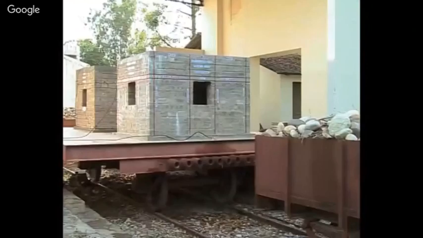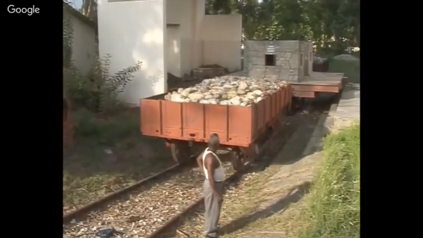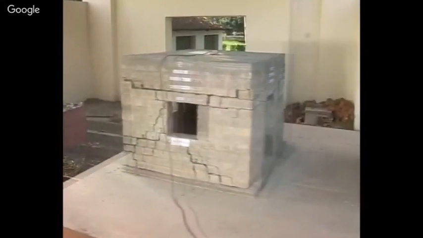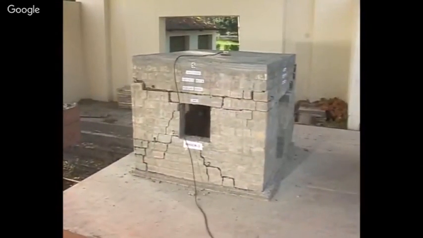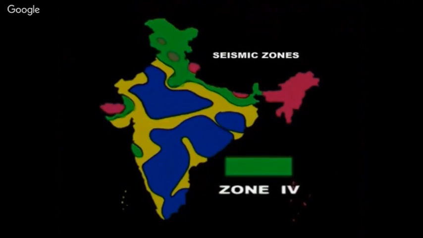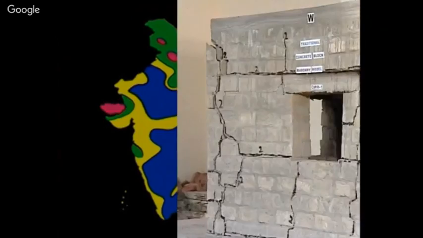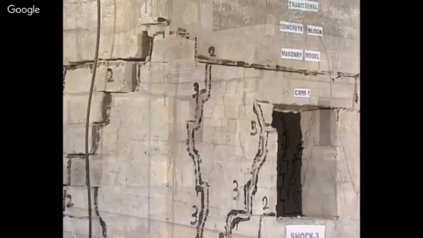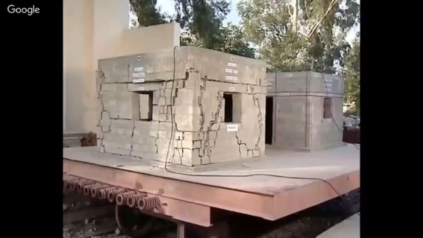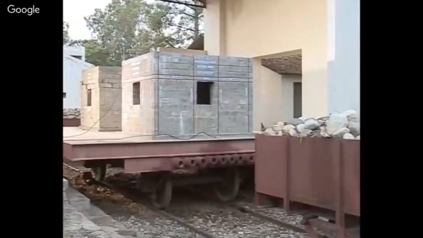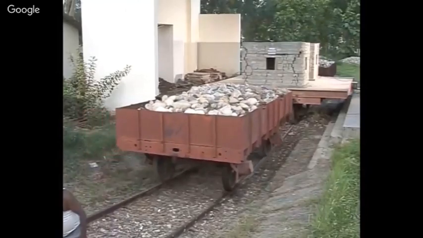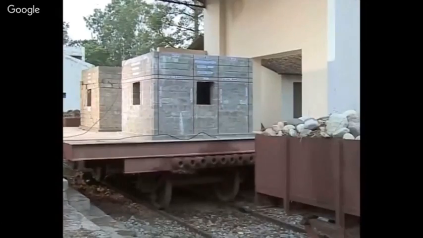For the next shock, the loading wagon is placed further up on the incline to simulate an earthquake of severe intensity, which could occur in higher earthquake zones 4 or 5, the green or red areas as per the seismic zoning map of India. The traditional model further loses its strength and stiffness. The next shock is of slightly higher intensity as compared to the previous shock.